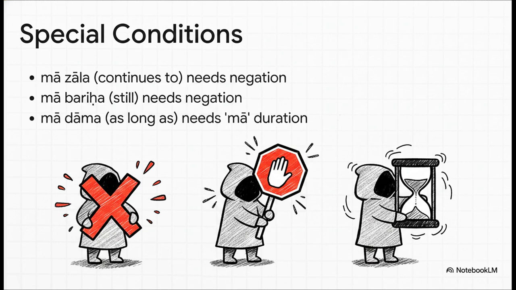But wait, there are a few sisters that actually have special rules to do their job. Look at these guys right here. Verbs like mazala, which means continues to, specifically need a negation particle to function. You can't just say zala, you literally have to say mazala. It's the exact same for its cousins ma barecha and ma enfaka. And ma dama, meaning as long as, requires the word ma to show the duration of an action.